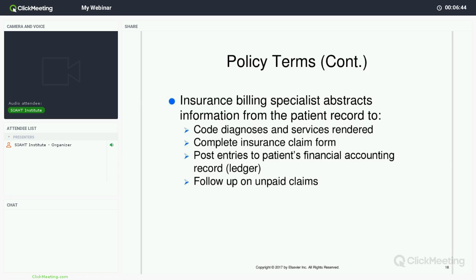So basically how insurance billing occurs is we see the information from the patient records, code diagnosis and services that are rendered, we complete an insurance claim form, we post entries to patients' financial and accounting records, and we follow up on all unclaimed records.